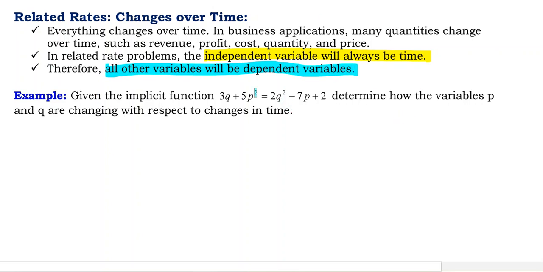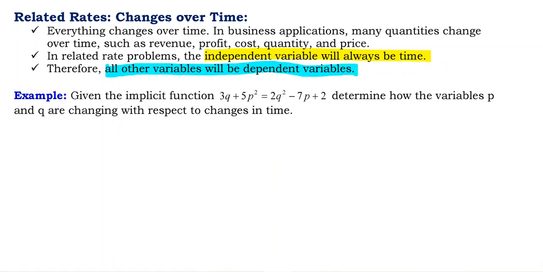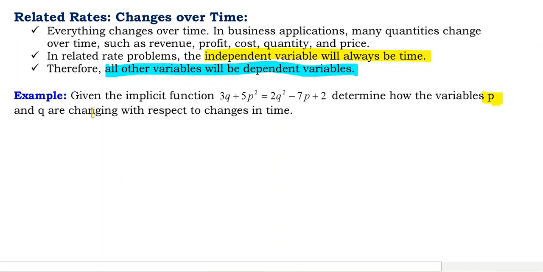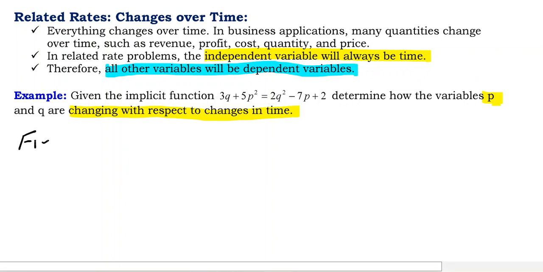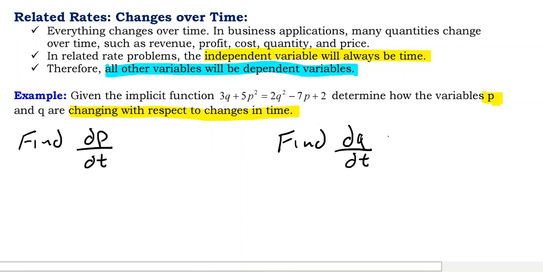So let's take a look at this. Now, this is the same equation that we just did, but we're going to be doing it a little bit differently. Determine how the variables P and Q are changing with respect to changes in time. So to find out how P changes with respect to time, we want to find the change in P with respect to time. Then when we want to find changes in Q, we want to find changes in Q with respect to time. So these are the two things that we need to find, dp/dt and dq/dt.